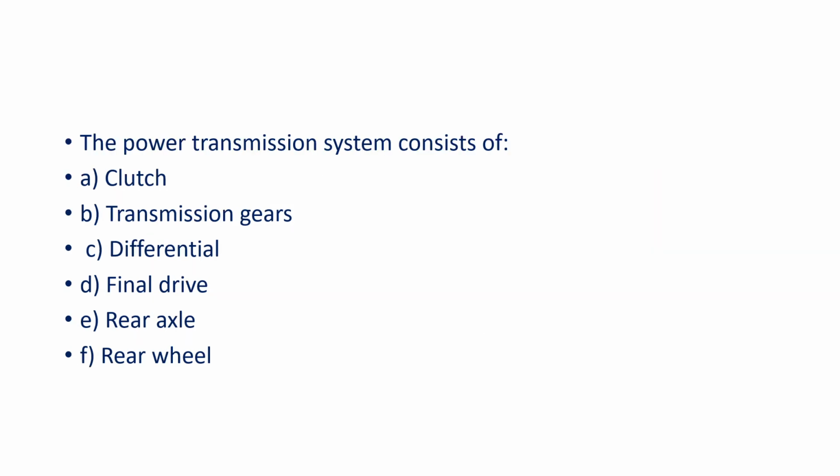So what are the parts? We are going to mainly see about the clutch only here. The other parts will be described in the next videos, because transmission system is unit 3. It has various parts. The first one is the clutch, and that alone we are going to discuss in this part.